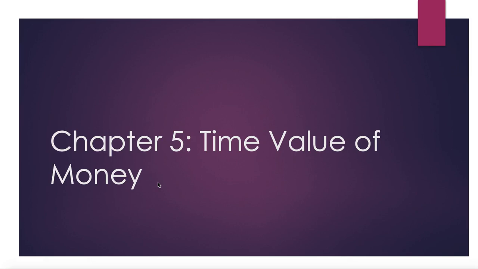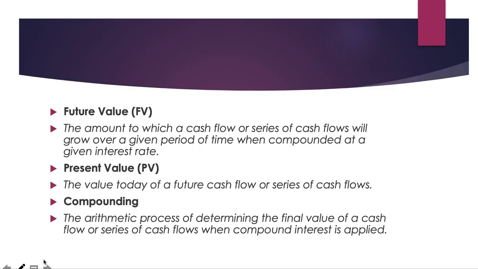Now today we will talk about chapter 5, which is about time value of money. So let's start with a few basic concepts that we will be using throughout this chapter. The first one is the so-called future value. This is the amount which a cash flow will grow over a given period of time when we compound our cash flow with a given interest rate.